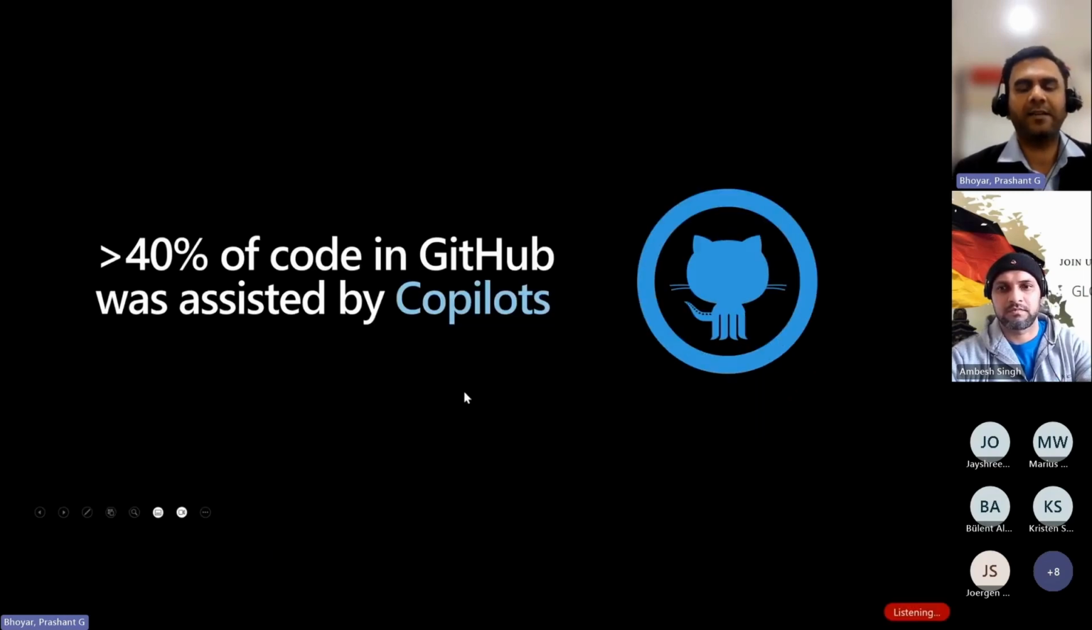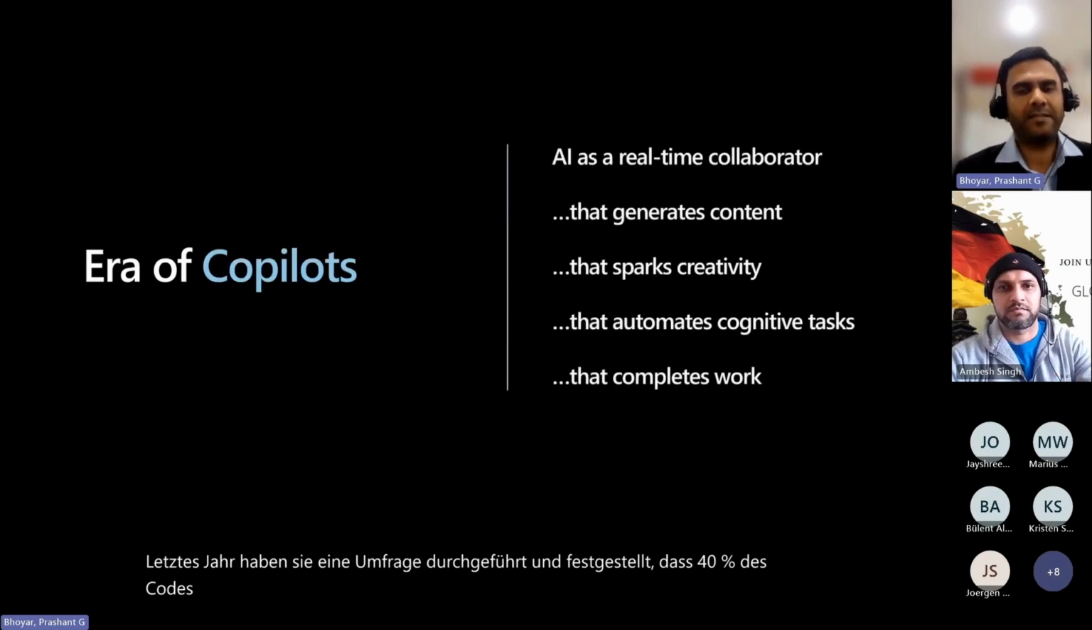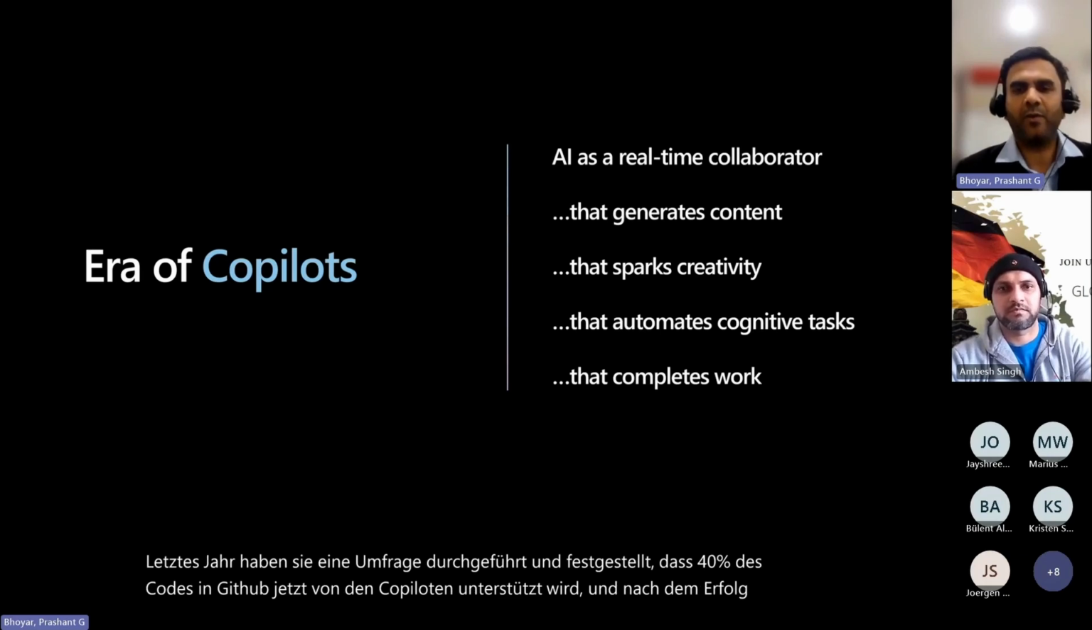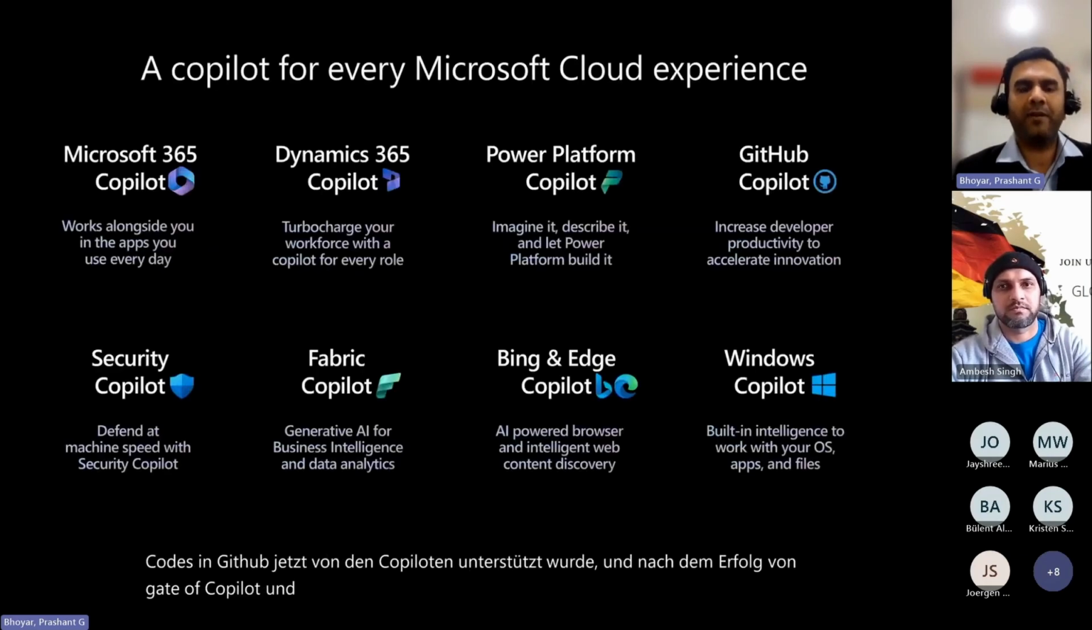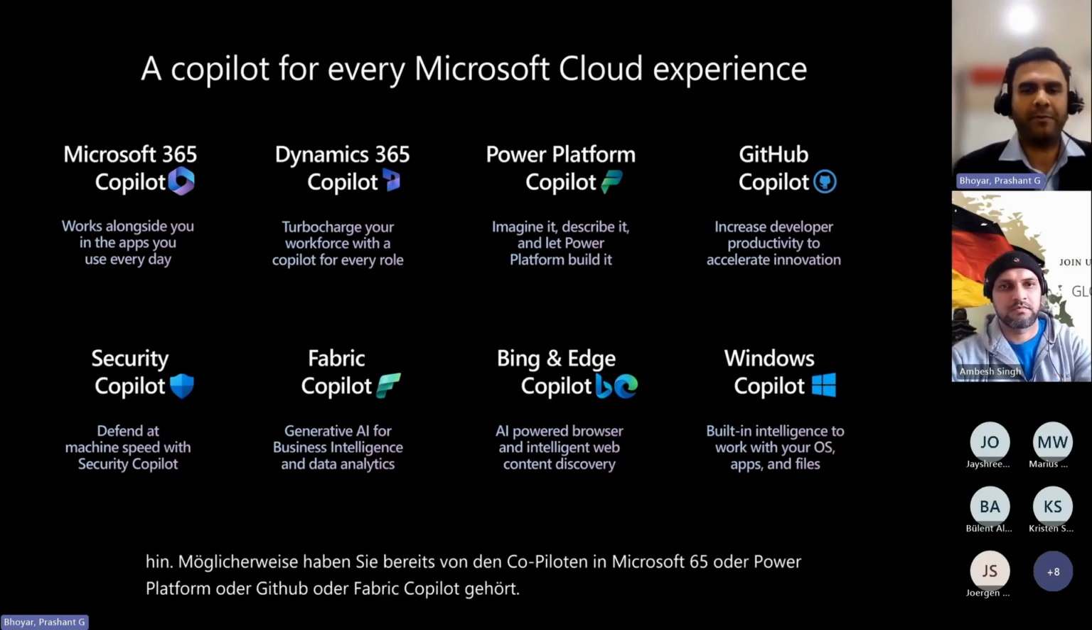And last year they did a survey and they identified that 40% of the code in GitHub now was assisted by the Copilots. And after the success of GitHub Copilot, and after the success of ChatGPT, the copilots are coming everywhere. You may have already heard about the copilots in Microsoft 365 or Power Platform or GitHub or Fabric Copilot. Copilots are pretty much coming to every major product in the Microsoft ecosystem.